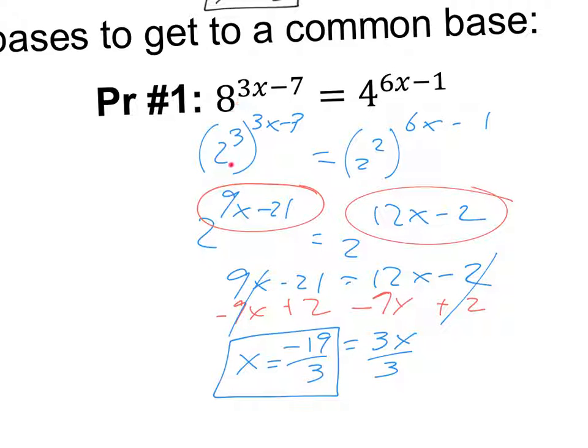Okay, so 8 can be written as 2 to the 3rd, 4 can be written as 2 squared. So once you rewrite it, then you just have to distribute this 3 to here, so you would get 3 times 3 is 9x, 3 times negative 7 is negative 21, 2 times 6 is 12x, 2 times negative 1 is negative 2. Now you have the bases are the same, therefore the exponents are the same, so I set the exponents equal, and then I just did some algebra, and I get x equals negative 19 over 3.